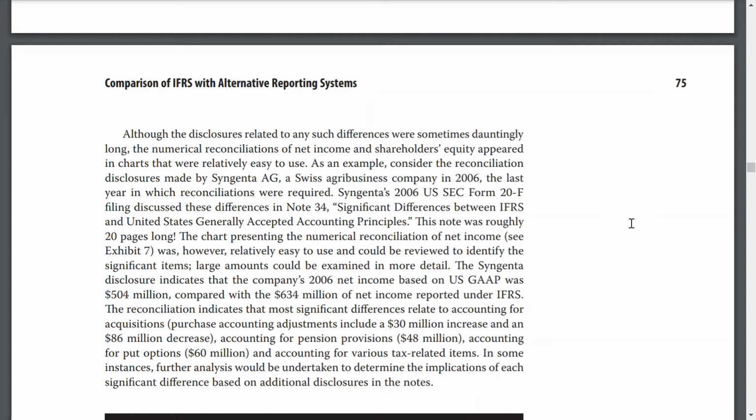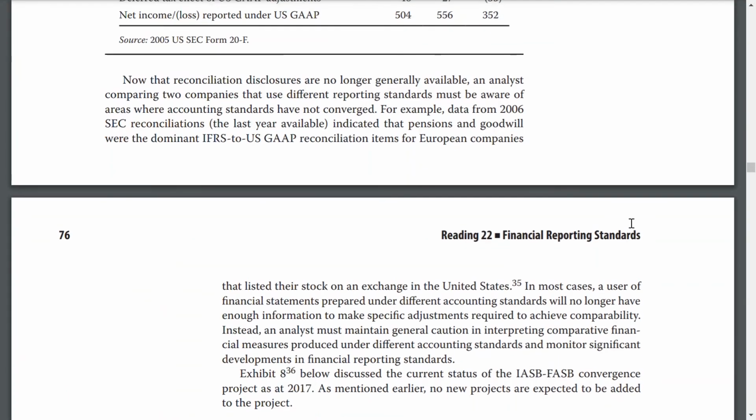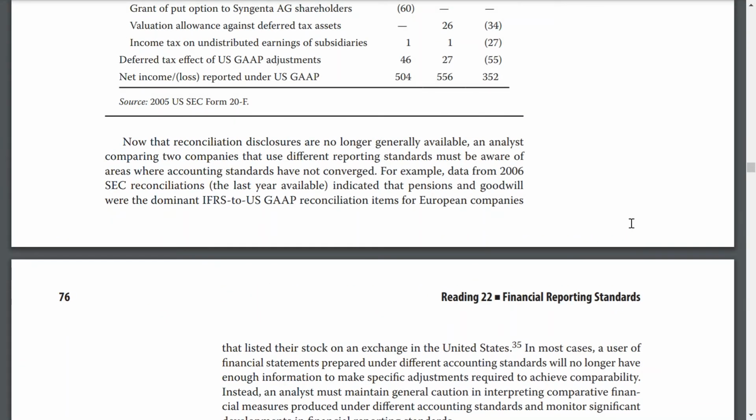Note that reconciliation disclosures are no longer generally available, and analysts comparing two companies that use different reporting standards must be aware of the areas in which accounting standards have not been converged. For example, data from 2006 SEC reconciliation indicates that pensions and goodwill were the dominant IFRS to US GAAP reconciliation items of European companies that list their stocks on the exchange in the United States.